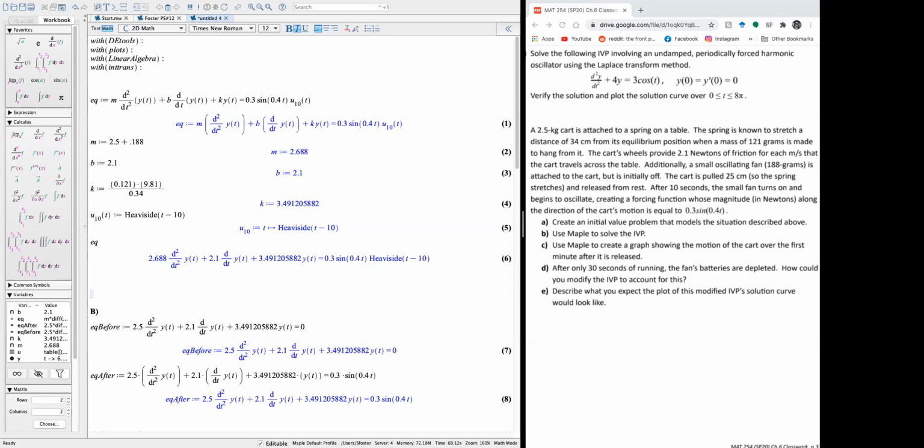It would be 0.4 times t minus 10 in the sine function, right? That would be what we'd have to change. In other words, it would be saying it's going to behave like this 0.3 times sine of 0.4t, but shifted to the right 10 units. So it's going to behave like this sine function, but shifted to the right.